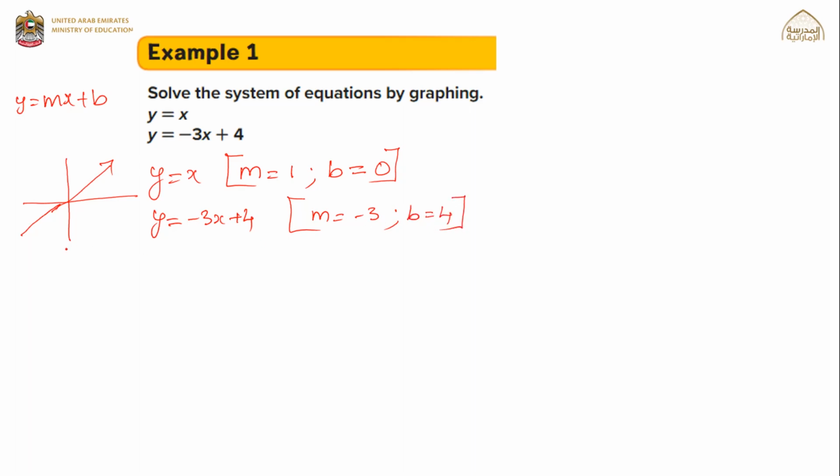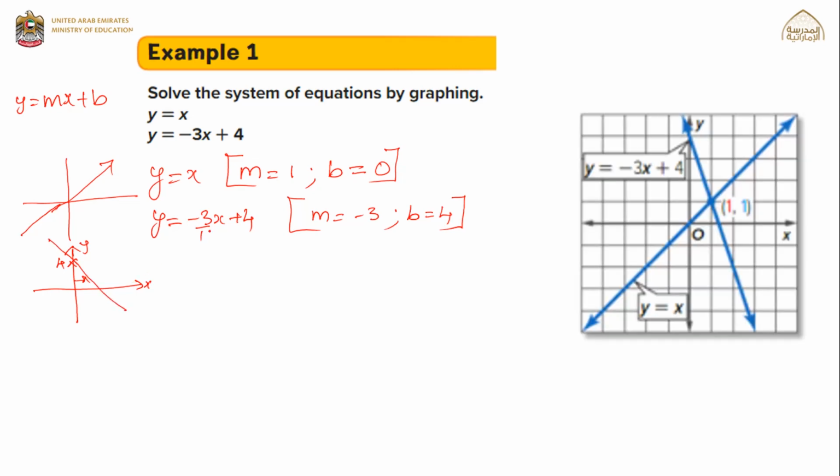So if you have a y-axis and x-axis, you know that your y-intercept is 4, whereas your slope is negative 3 over 1. So 3 points down and 1 point to the right. You'll get the second coordinate and you'll be drawing the second line. When you draw those two lines, they intersect at a common point, which gives us the solution 1, 1.